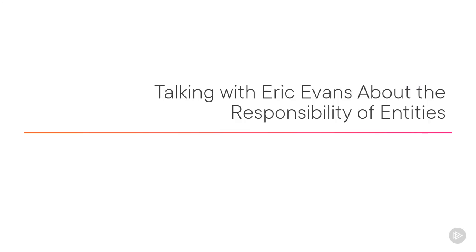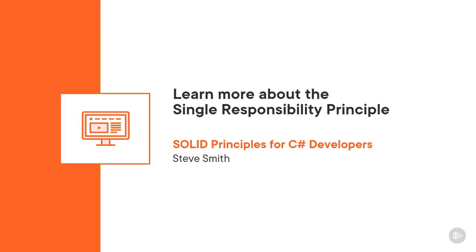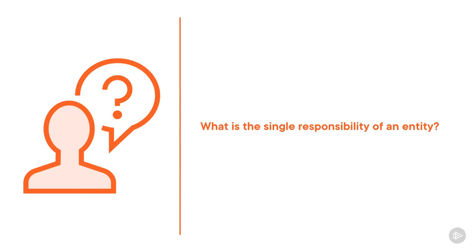We talked with Eric Evans to gain some additional insight into entities, specifically I asked him how entities align with the single responsibility principle. If you're not familiar with this object-oriented programming principle, you can learn more about it in Steve's Solid course right here on Pluralsight. One of the questions that I've heard is, what is the single responsibility for an entity? Or to put it another way, does having an entity that has a lot of business logic in it violate the single responsibility principle?